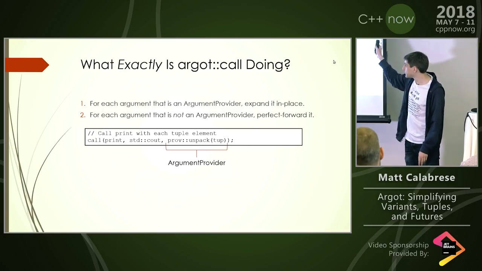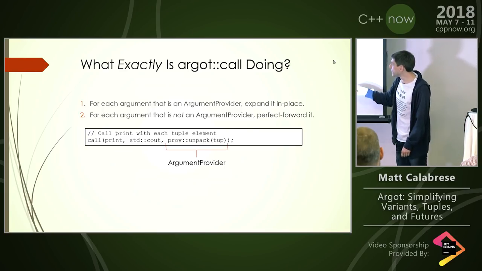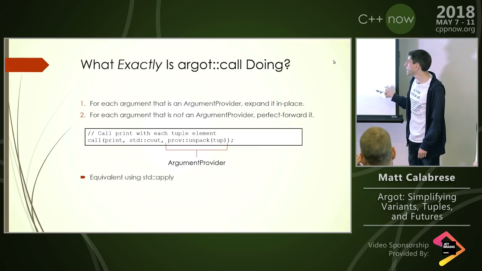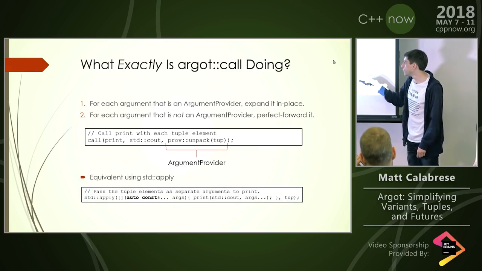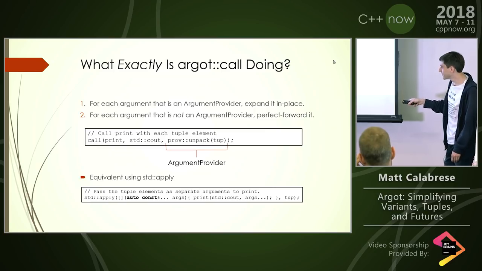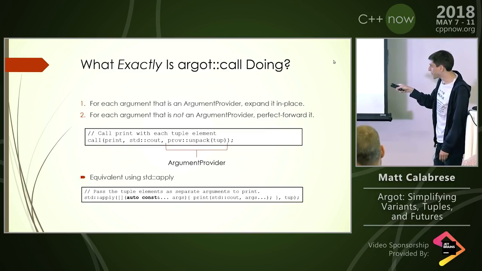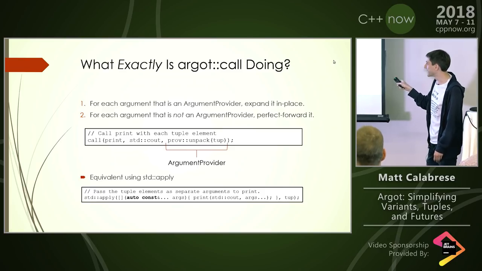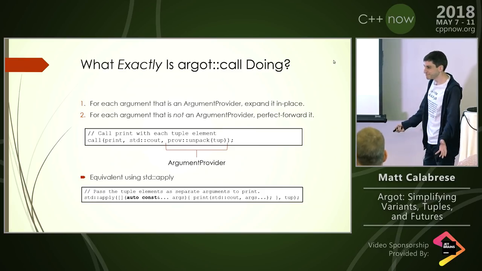So what exactly is call doing? As I said, it'll march through each and every argument. For everything that's not an argument provider, which this isn't, it will just perfect forward it. And for everything that it is, it expands it out. So let's look at what an equivalent would be using std::apply. Now, it may not appear so, but these two lines are actually the same thing. And I think most people would agree that this is considerably better. Does anybody disagree with that? No.